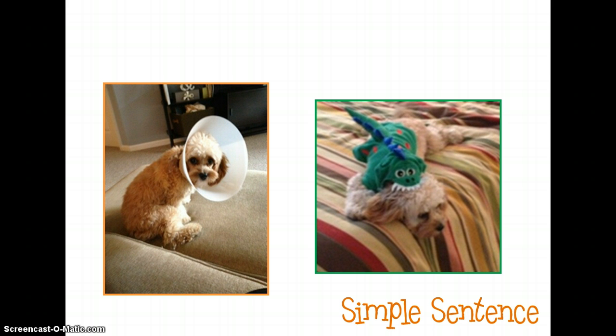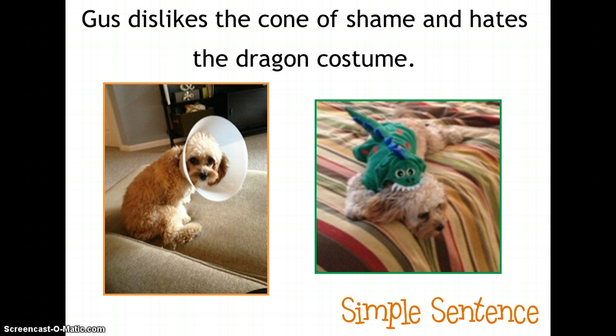Let's look here. Oh, look at poor Gus. Gus dislikes the cone of shame and hates the dragon costume. So in this sentence, we have and again as our conjunction, but let's think about what and is joining.